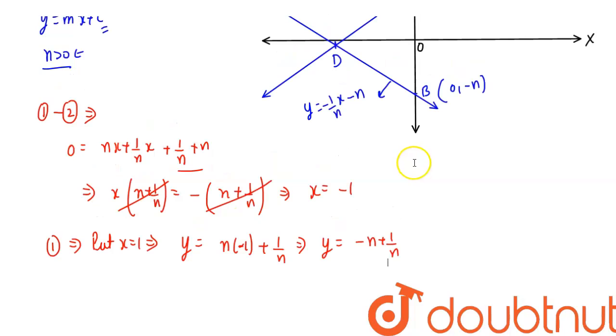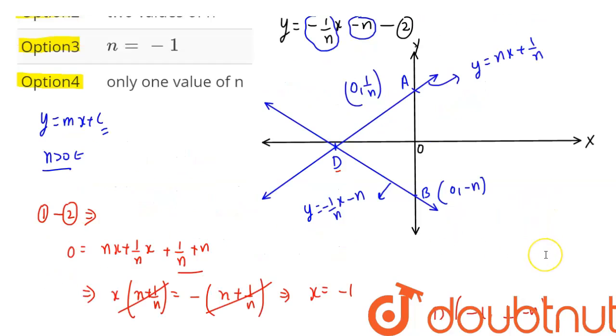So the point D, that is the intersection point of both the lines, the coordinates of that point D would be: the x coordinate as minus 1, and the y coordinate would be 1 by n minus n. So here we have the coordinates of this point D as minus 1 comma 1 by n minus n. So this is the coordinate of the point D.